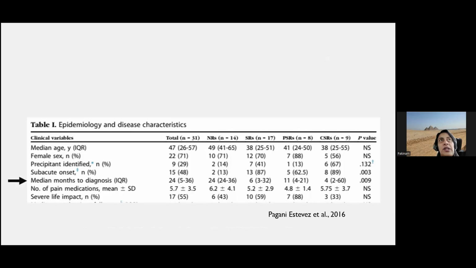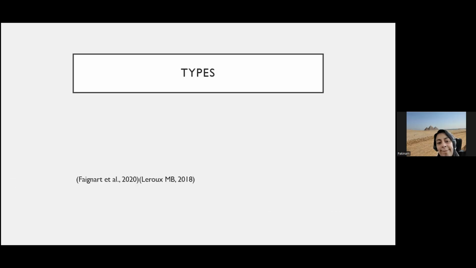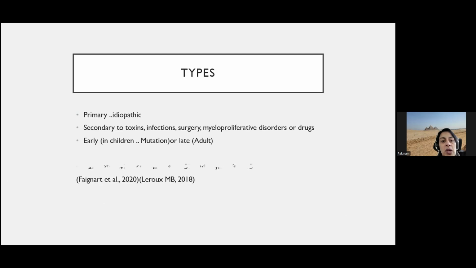Unfortunately, because of the difficulty in its diagnosis that comes to mind to physician, the median months to diagnosis would be up to 24 months. So it can be either primary, which is the idiopathic type, or secondary to toxins, infections, surgery, myeloproliferative disorders, or drugs. It can be either early or present late in adults. It can be associated with acrocyanosis or Raynaud's in 15%.